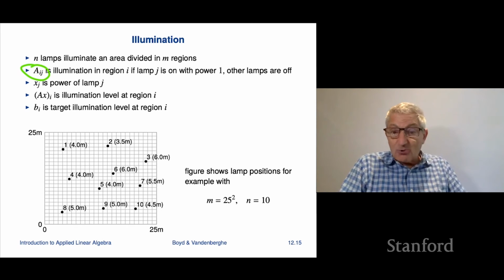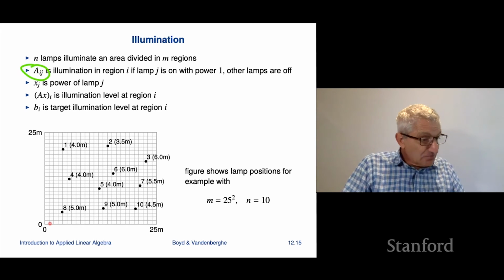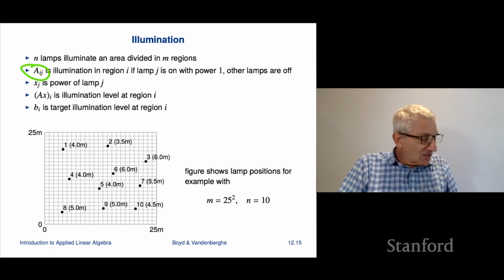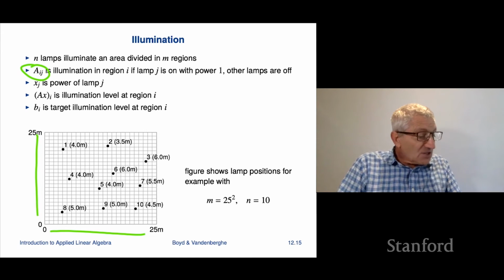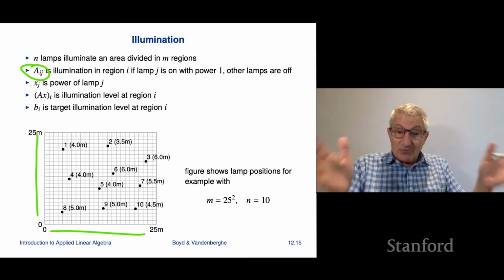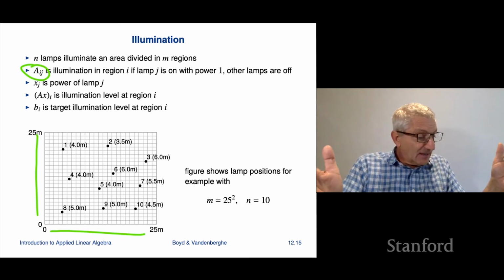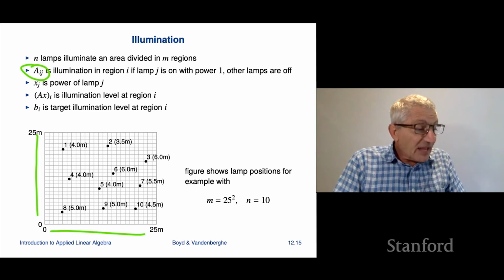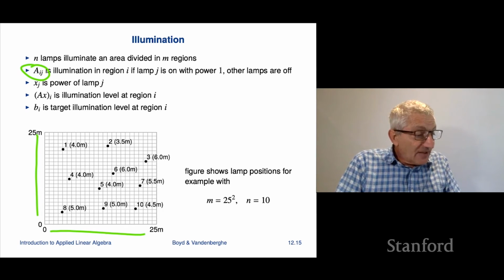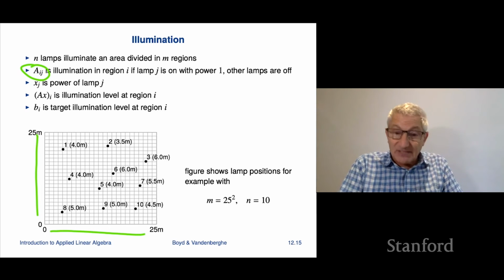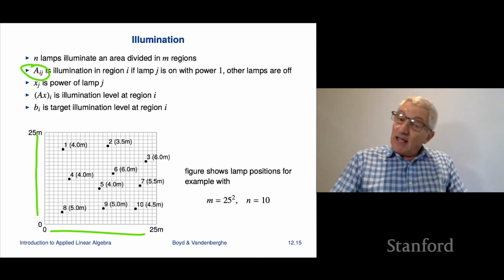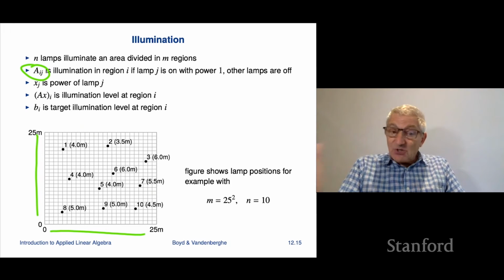So I divide up my ground into regions here, there's 625 regions because I make them like pixels of 25 by 25. So I have 625 pixels or regions, right? And I'm going to have A be a matrix where Aij is the illumination in region i if lamp j is on with power 1 and all other lamps are off. Okay, so you go into this thing and you do the following. You turn lamp j on to power 1, everybody else off.